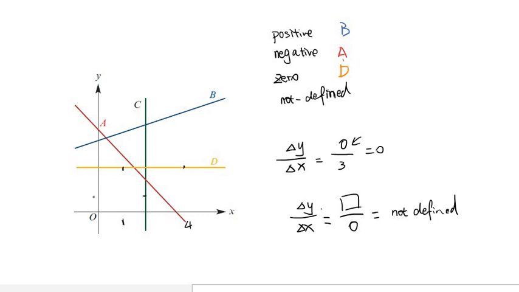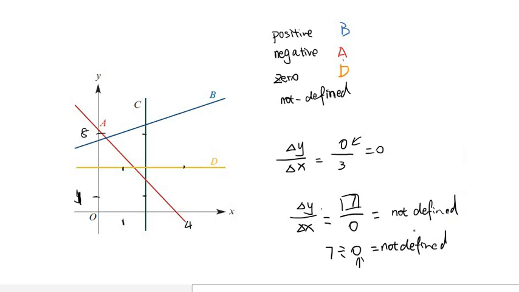We can use the same method if we find 2 points on the graph. For example, I can find this as my point 1, where y equals 1, and here could be y equals 8. 8 take away 1 is 7, and 7 on top of 0 is not defined. As with any fraction, we can represent that as a division, so 7 divided by 0. A number divided by 0 is not defined. Therefore, our gradient is not defined.